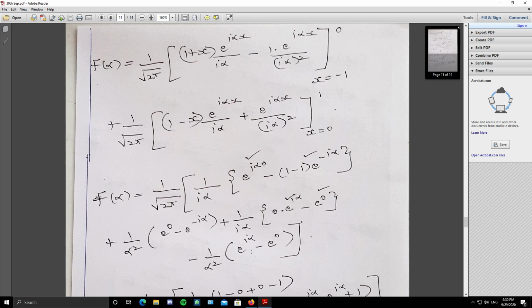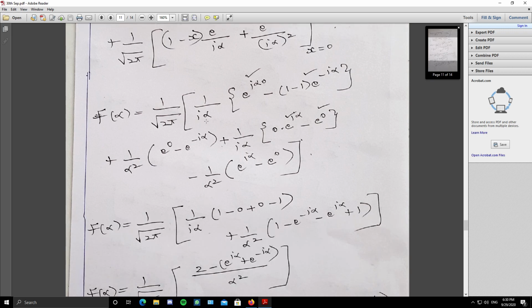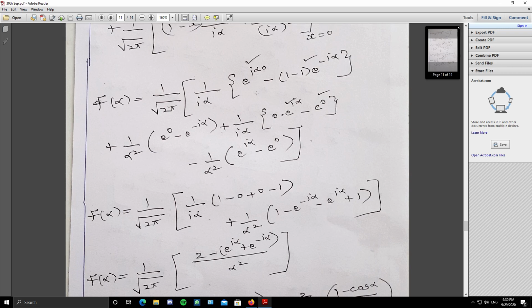When x takes the limit 1, e power i alpha. When x takes the lower limit 0, e power 0. So you have 1 by i alpha, you have e power i alpha here. e power 0 is 1. This term is 0. This term is 0. e power 0 is 1. e power 0 minus e power 0. So 1 by i alpha, 1 minus 0 plus 0 minus 1. You see these two terms, 1 by i alpha, I have taken it out. I am grouping these two. This is 1 minus 0 plus 0 minus 1. That's what is written here.